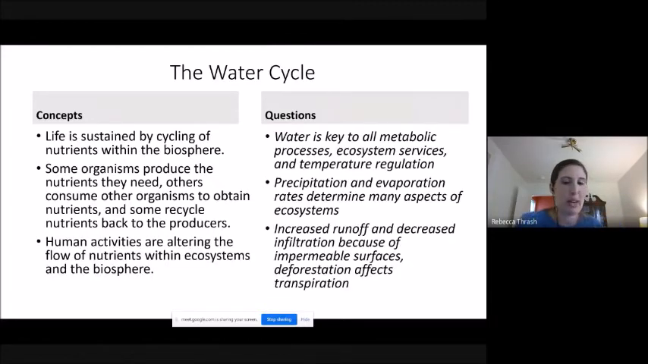And then human activities, things that we're doing that are really big. Basically, we increase runoff and we decrease infiltration whenever we put down a surface that's impermeable. So you pour concrete for a parking lot, or we build a house that has a slab underneath it. And then of course, deforestation affects things like runoff and transpiration because there are no more trees.